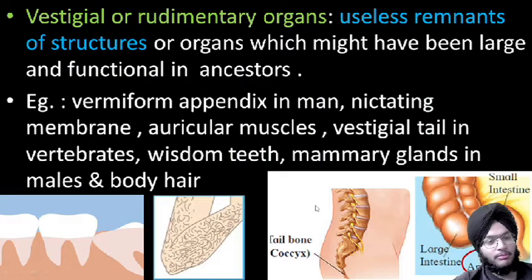Next, let us talk about vestigial or rudimentary organs. These are useless remnant structures or small structures present in the body which might have been large and functional in ancestors, such as the vermiform appendix in man, nictitating membrane, auricular muscles, vestigial tail in vertebrates or the coccyx, that is the tailbone which is very small in the human body, then the wisdom teeth, mammary glands in males and body hair.